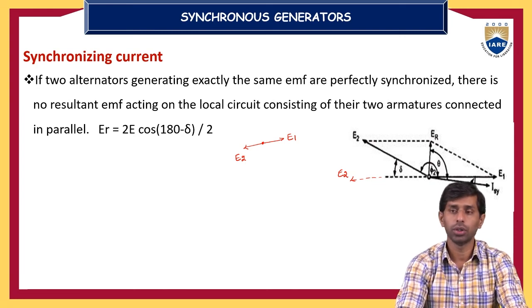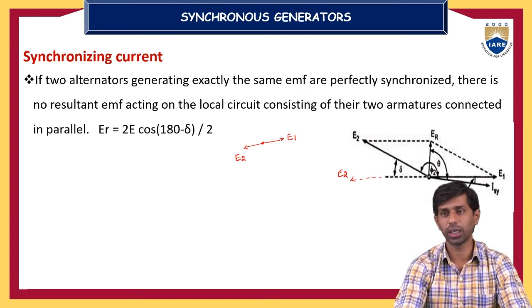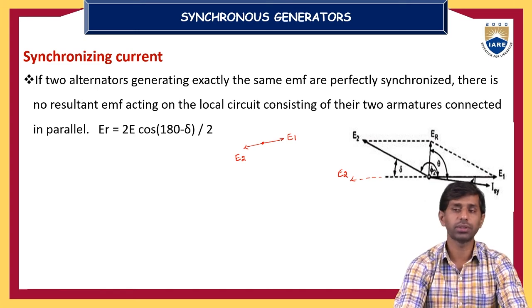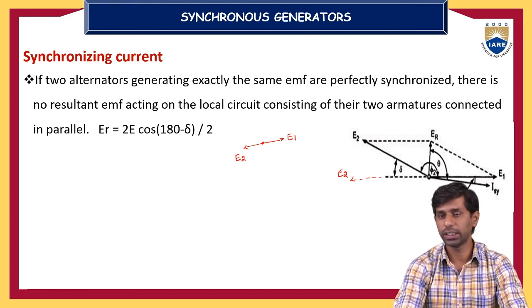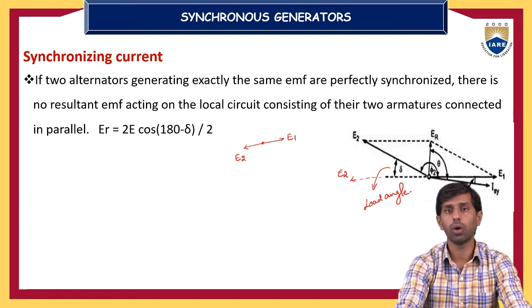Both the magnitudes of the induced EMF of the two alternators must be the same and they must be in phase opposition. Due to any disturbance, whether the load on one of the alternators increases, or the speed of one of the alternators increases, or the excitation increases, for any of these reasons, the induced EMF of the alternator will be equal to the induced EMF of alternator 1, but not in exact phase opposition. It falls back by an angle called delta, which we call the load angle.